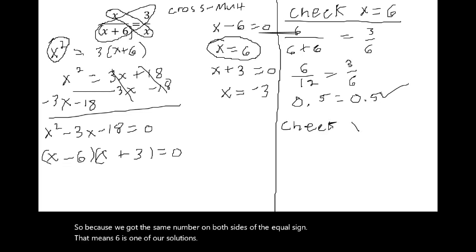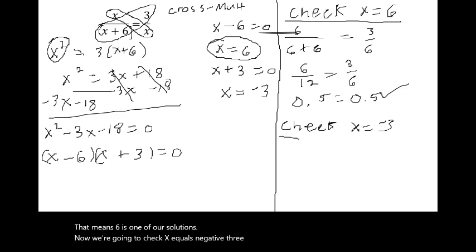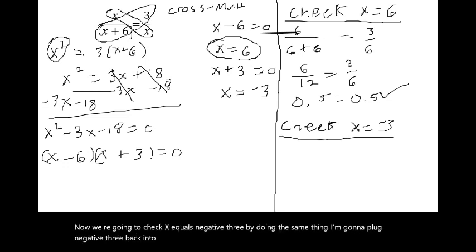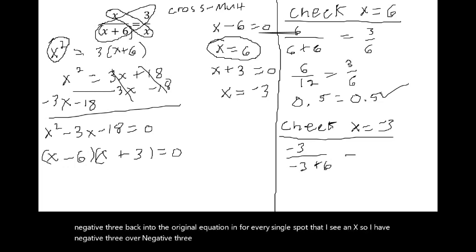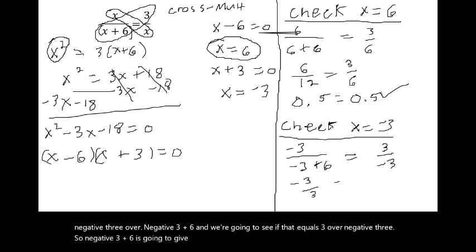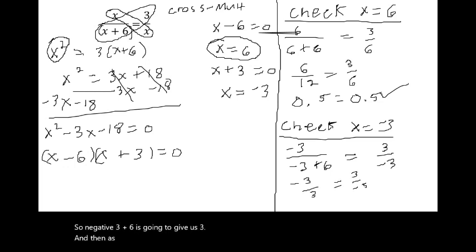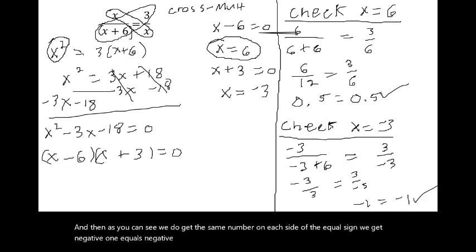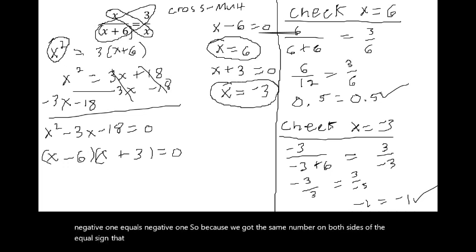Now we're going to check x equals negative 3 by doing the same thing. I'm going to plug negative 3 back into the original equation in for every single spot that I see an x. So I have negative 3 over negative 3 plus 6, and we're going to see if that equals 3 over negative 3. So negative 3 plus 6 is going to give us 3. And then, as you can see, we do get the same number on each side of the equal sign. We get negative 1 equals negative 1. So because we got the same number on both sides of the equal sign, that means x equals negative 3 actually worked, and x equals negative 3 is one of our solutions.